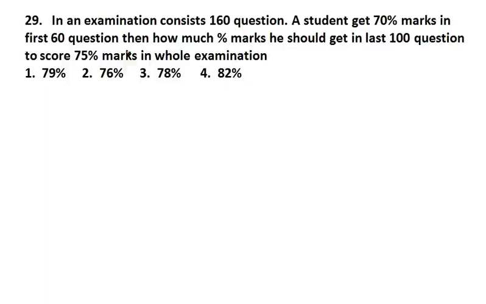Question number 29. An examination consists of 160 questions. A student gets 70% marks in the first 60 questions. Then how much percent mark should he get in the last 100 questions to score 75% marks in the whole examination? Okay, this particular question I will do at the last, because I want to tell you some basics.